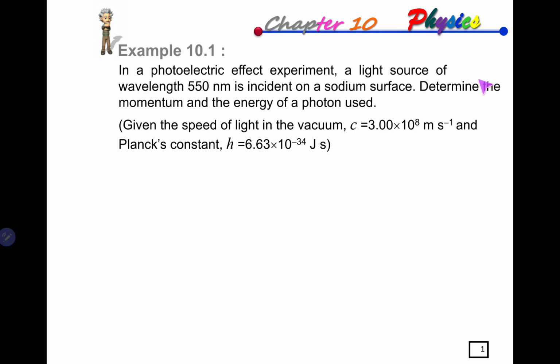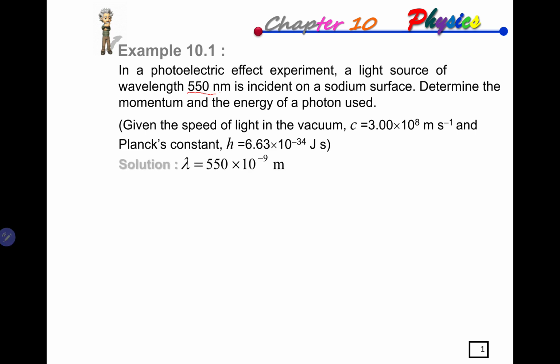Okay, welcome to chapter 10, which is about wave properties of particles. Over here, in a photoelectric experiment, example 10.1, you have a light source of wavelength 550 nanometers incident on a sodium surface. This is the wavelength given. They want to determine the momentum and energy of a photon, with the speed of light c and Planck's constant given.